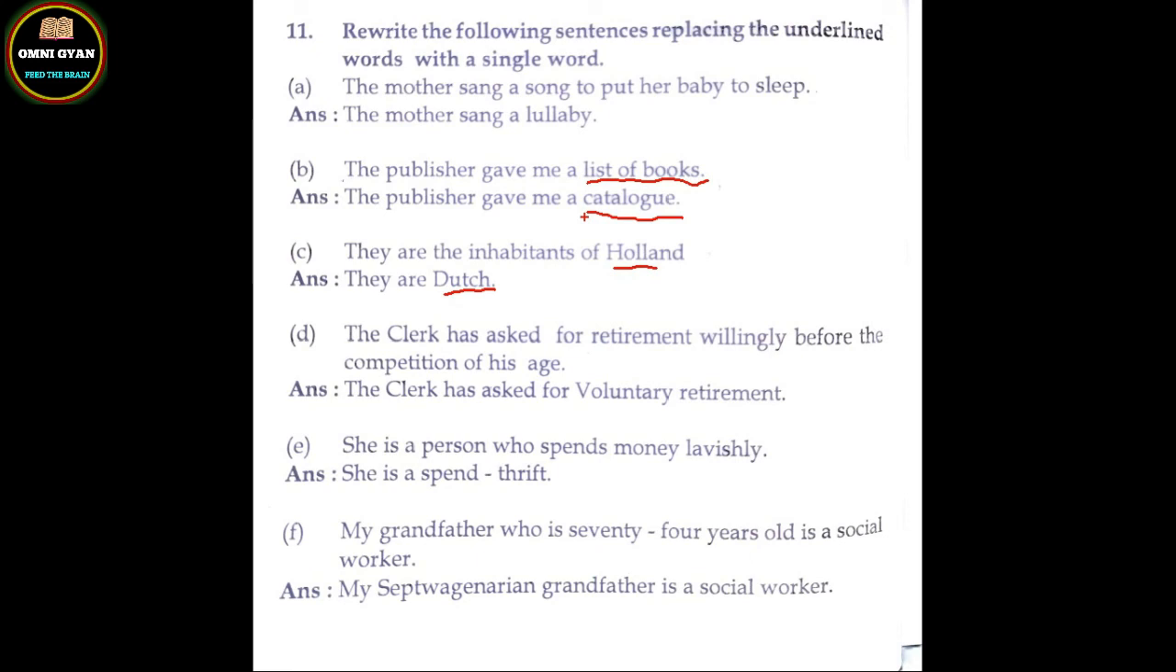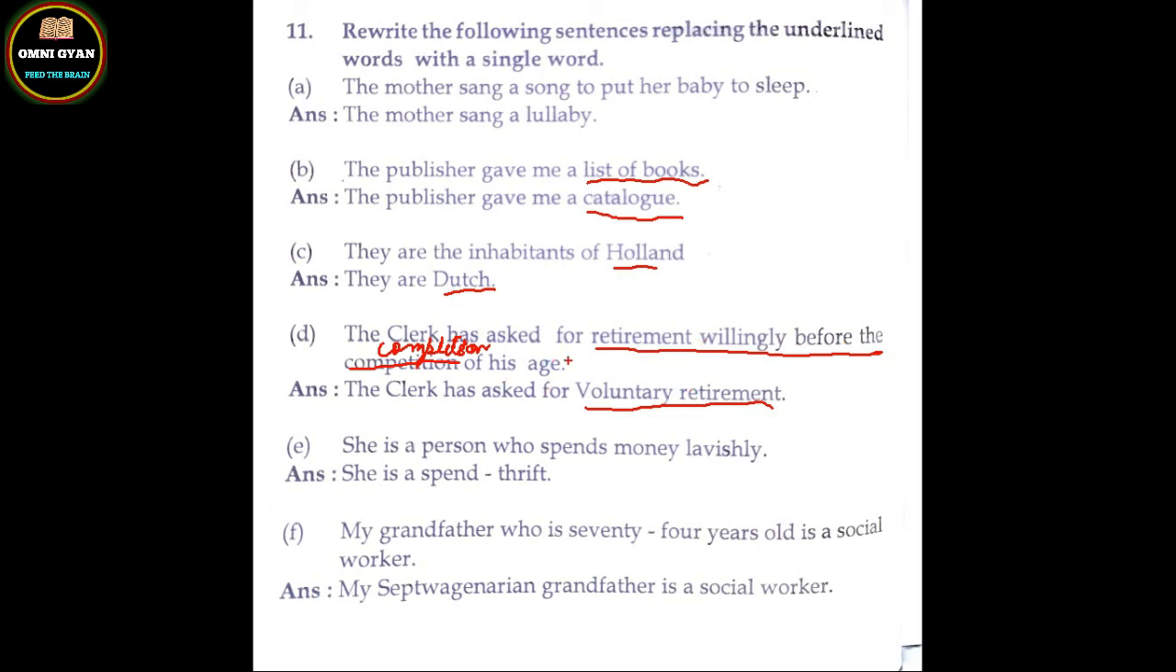your prescribed textbooks. The clerk has asked for retirement willingly before the completion of his age. The clerk has asked for voluntary retirement. Retirement willingly before the completion of the age. This will be completion, not competition. I'm very sorry. I told you there are plenty of spelling mistakes. We have to be very careful. Complete, completion, TION.